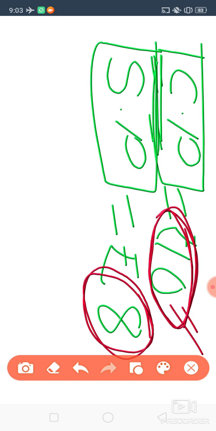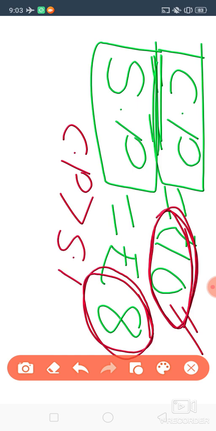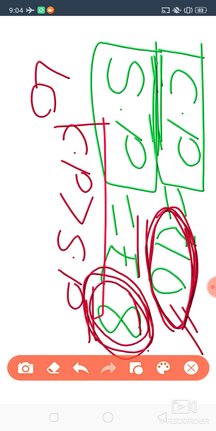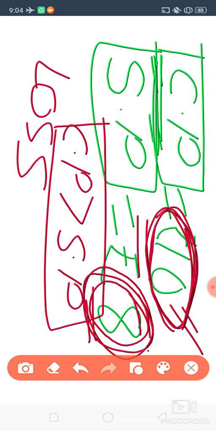Now which one is greater here? CP is greater than SP, which means you are buying for more money and selling for less money. So you are in loss. Obviously you are in loss, because when you are buying you are paying more money, and when you are selling to someone else you are getting less money. So whenever CP is greater than SP, there will be loss.